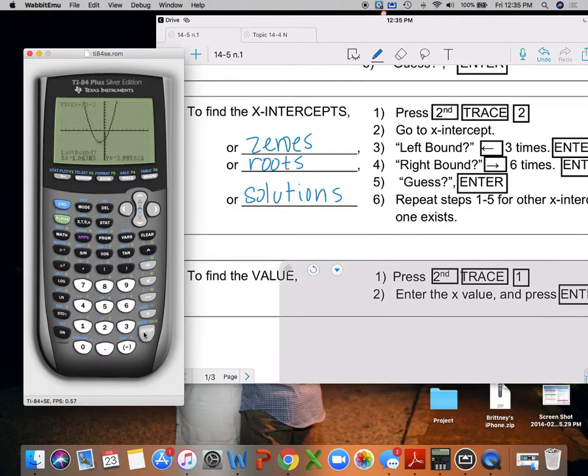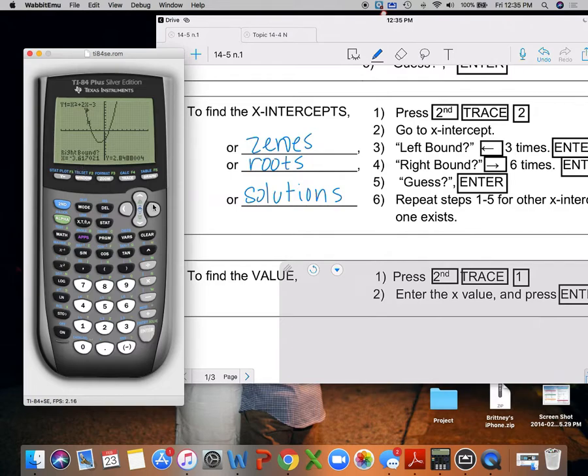So I click enter, because that's what I want to use. Now I'm going to use my cursor, and this is important. I'm going to scroll to my x-intercept, or my 0, or my root, or solution. So I'm looking for where it crosses the x-axis about here. Once I'm there, I now follow my instructions. When it says left bound, you can click the left arrow 3 times. 1, 2, 3, and click enter.